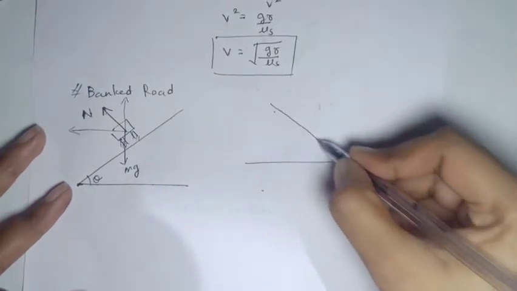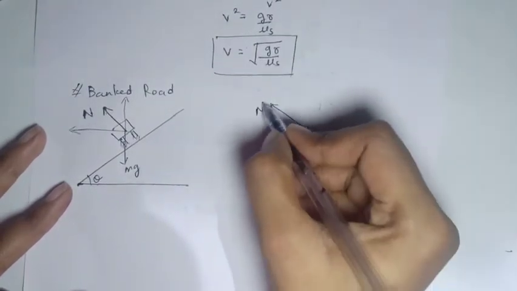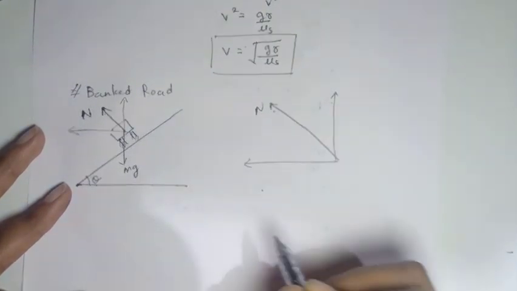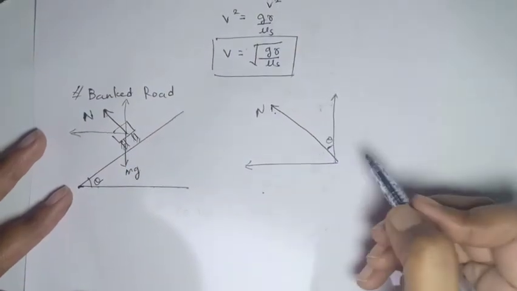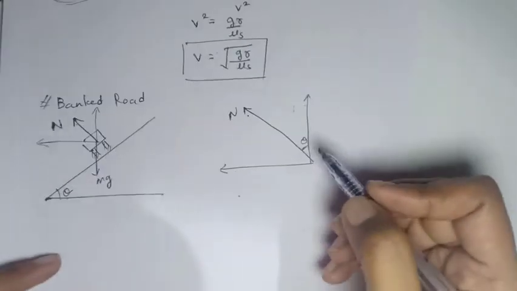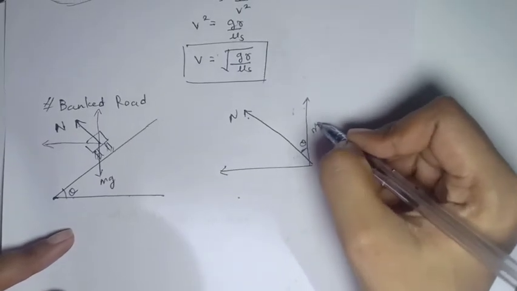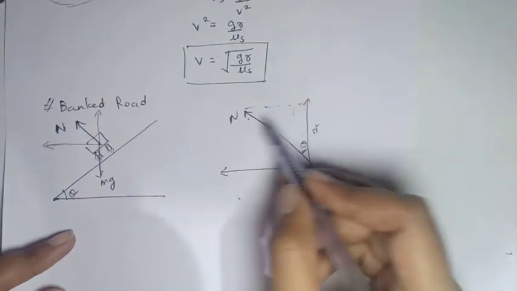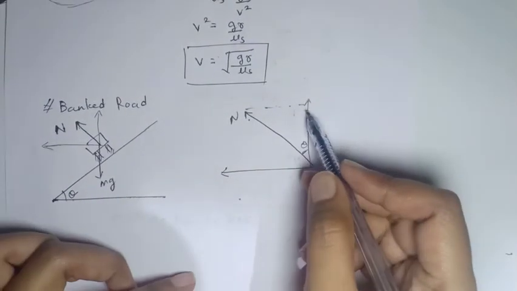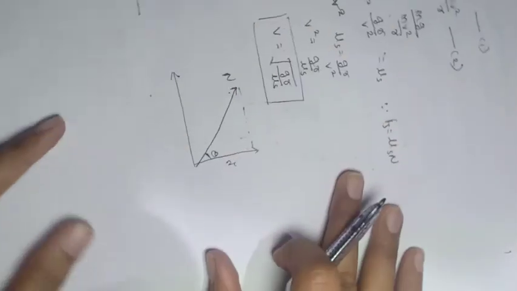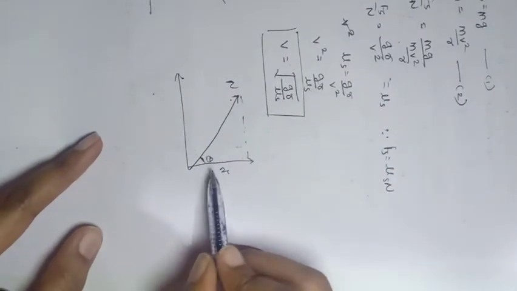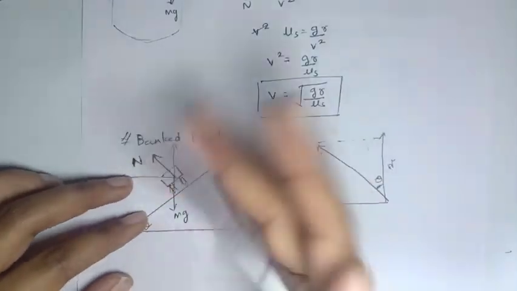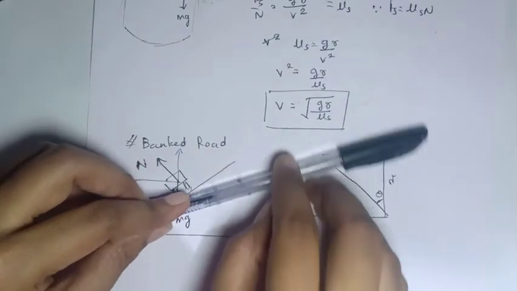So suppose this is N, and this is the vertical force, and this is the horizontal component. Okay, so this is theta. Now you want to find the value of this part. Suppose this will be x. If I join this part, you will get something like this. Now for this theta, this will be x, because the angle is made from this to this.